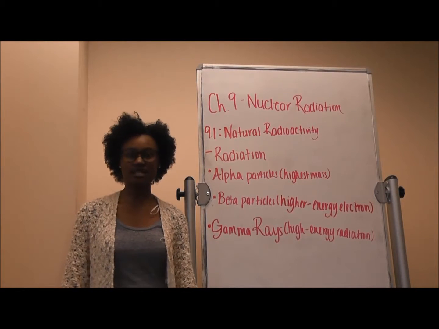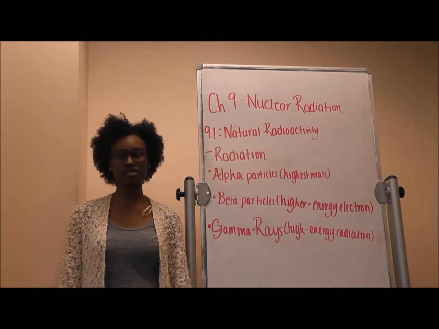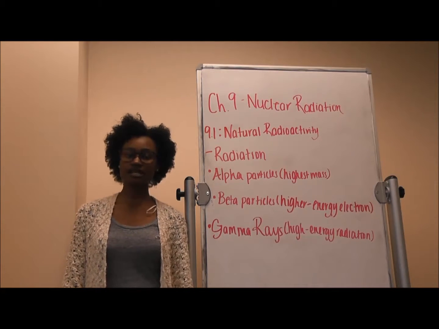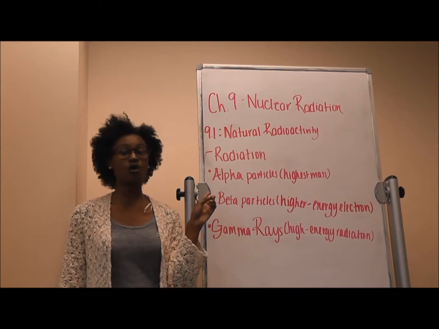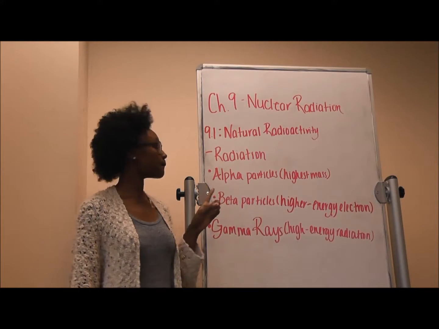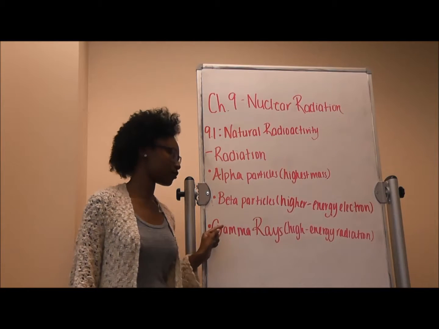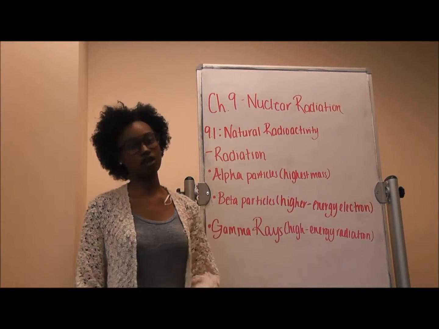An unstable nucleus is classified as radioactive, which means that it spontaneously emits small particles of energy called radiation to become more stable. Radiation takes the form of three different types: alpha particles, which have the highest mass of the three; beta particles, which are the higher energy electrons of the three; and gamma rays, which are high energy radiation but contain no mass and no charge.